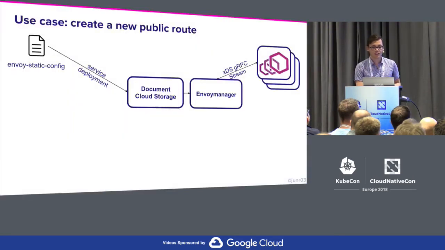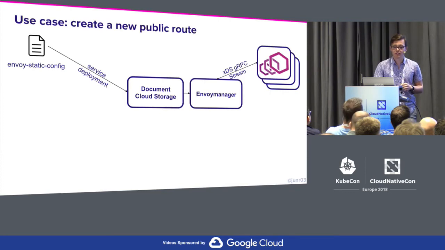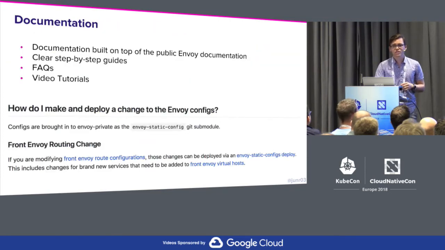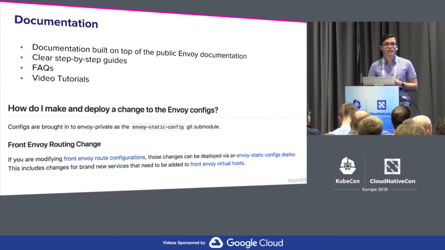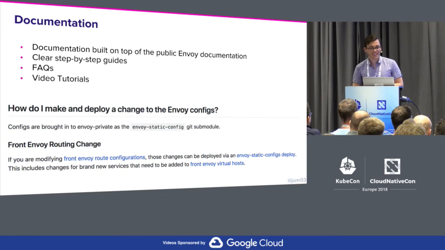So let's revisit again the use case of creating a new public route at Lyft. It actually starts with documentation. In the networking team, we really value documentation. This is clear from the public Envoy docs, but it also is rich internally. So on top of those public Envoy route docs, we have created a good set of documentation to allow our service developers to iterate very quickly. We've built step-by-step guides on how to do everything. We've written FAQs, and we've even experimented with some videos.